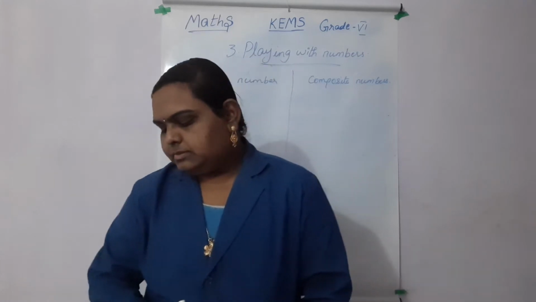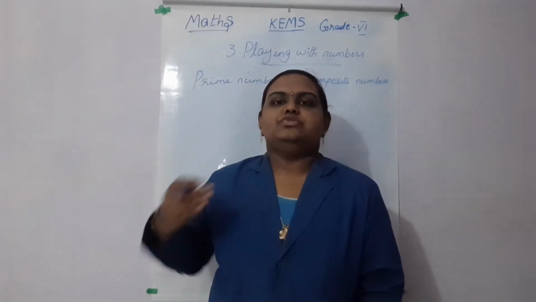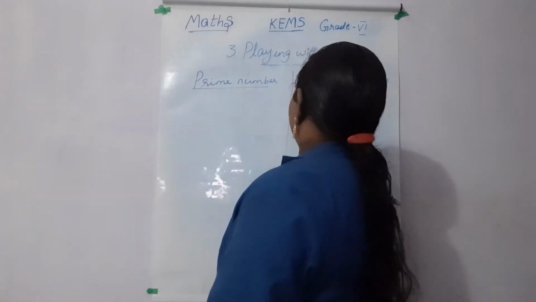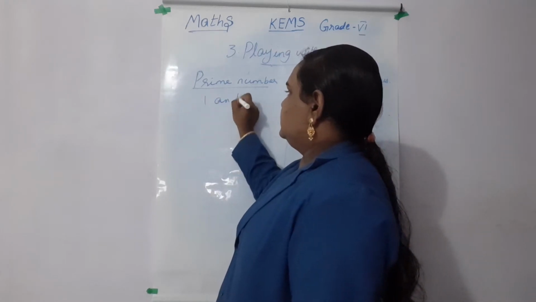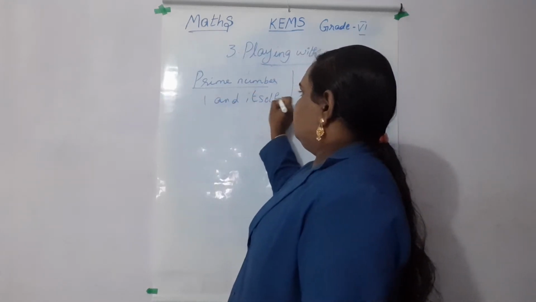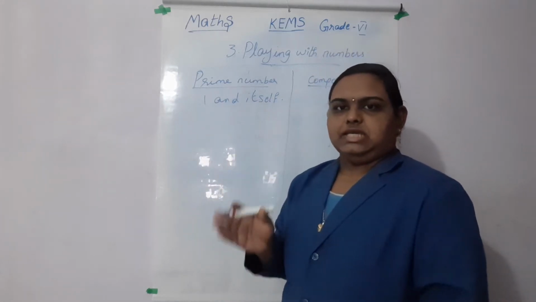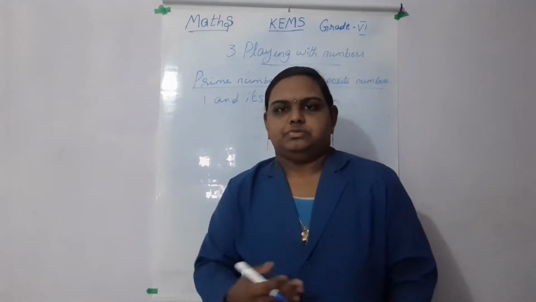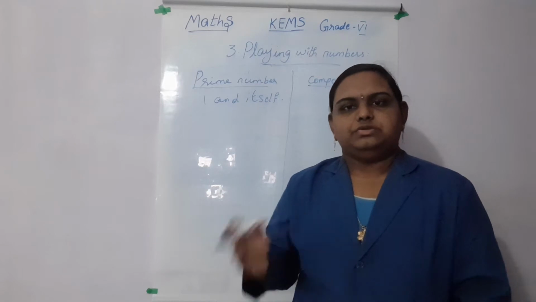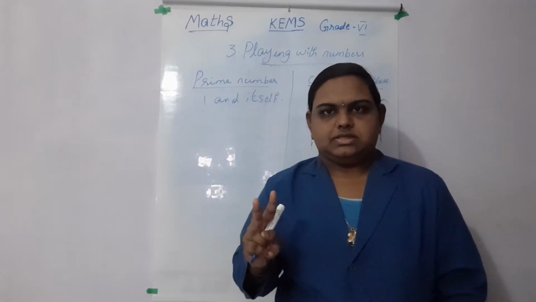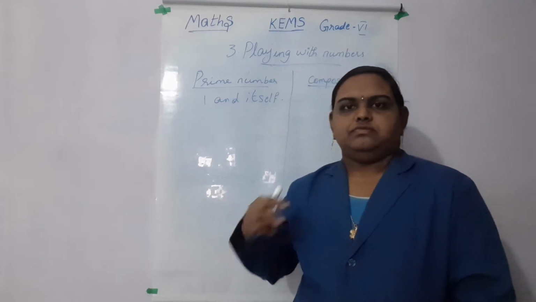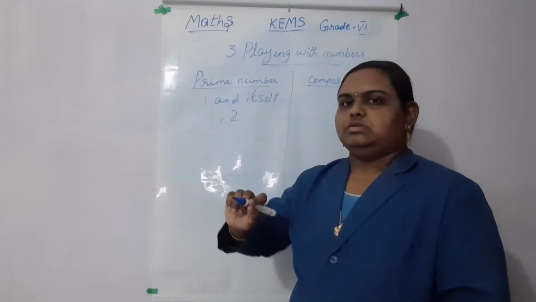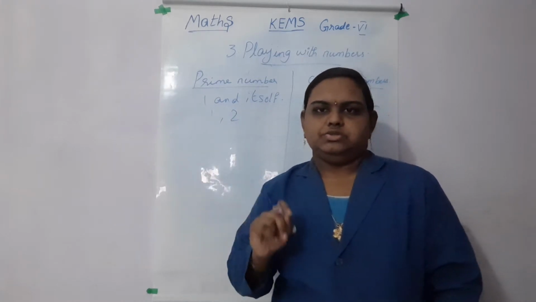If we take composite numbers, numbers having more than 2 factors, that is known as composite numbers. Prime numbers have 1 and itself as factors. If we take a number, for example 2, we can only multiply 1 into 2, 2 into 1. So only 2 factors are there, 1 and 2, isn't it? We can't do any other steps. So 1, 2 are the 2 factors for the number 2.